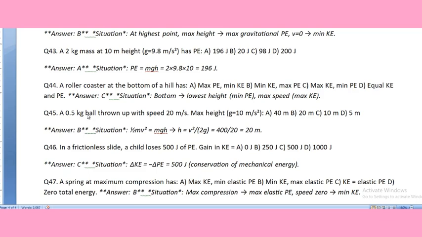The next question, question number 45. A 0.5 kilogram ball is thrown up with a speed of 20 meters per second. Find the maximum height. Gravitational field strength is equal to 10 meters per second squared. Choice A, 40 meters. Choice B, 20 meters. Choice C, 10 meters. Choice D, 5 meters.